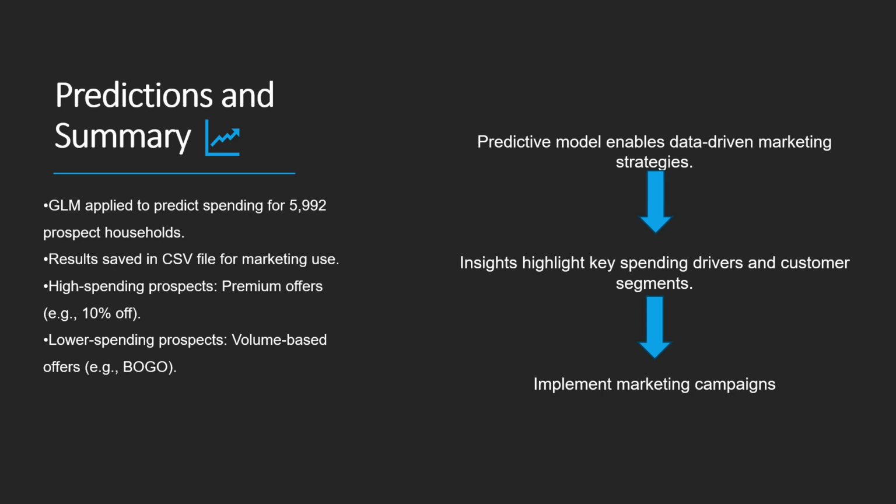The GLM model was then applied to predict spending for 5,992 prospect households. These predictions will be sent to the marketing team afterward in a CSV file, and it will enable the marketing team to design tailored campaigns for these individuals. High spenders could receive a premium discount, while lower spenders might be offered a volume-based incentive like buy one get one free deals.